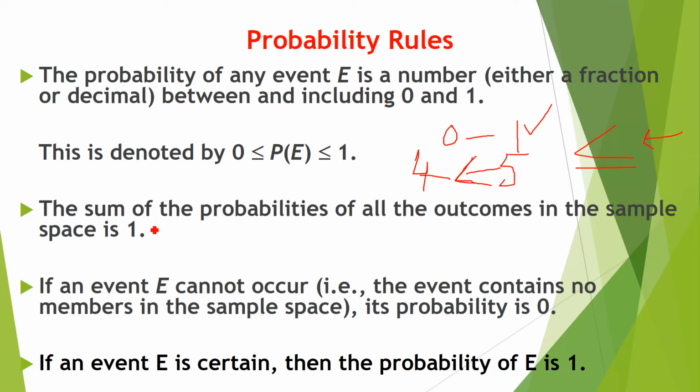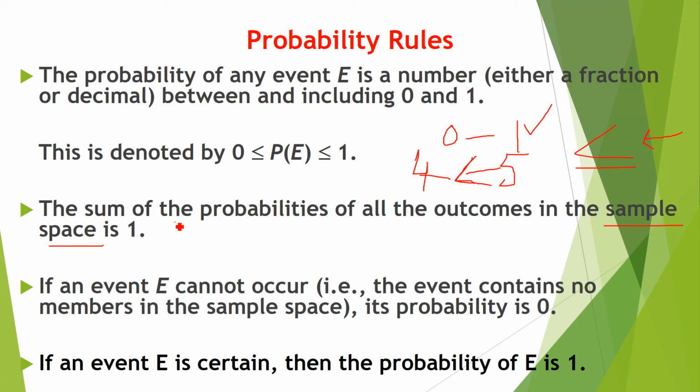Rule number 2 is the sum of the probabilities of all the outcomes in the sample space is 1. Now what does it mean? Sample space means all total possible outcomes of an event. Just like we can take the example of a coin. If I flip a coin, there are two possible outcomes, head or tail.